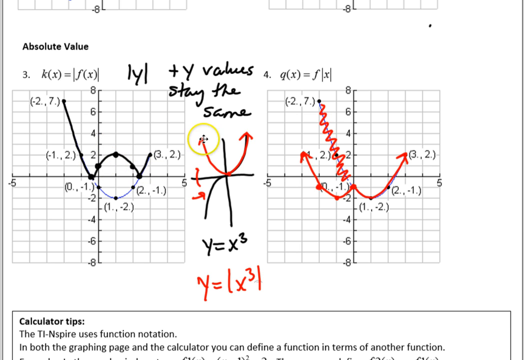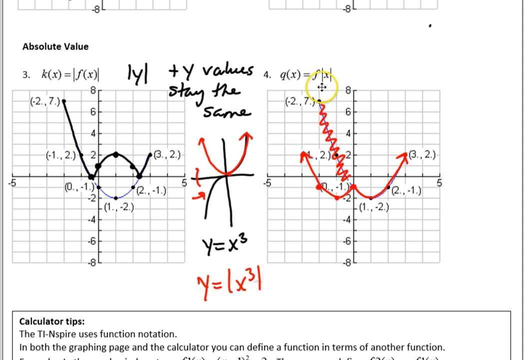So for example, if I had the graph x cubed, so that I'm kind of tracing along, that's what x cubed would look like. This part of the graph, when I take the absolute value of x cubed, would stay the same. This part would change. It would flip above the x-axis.